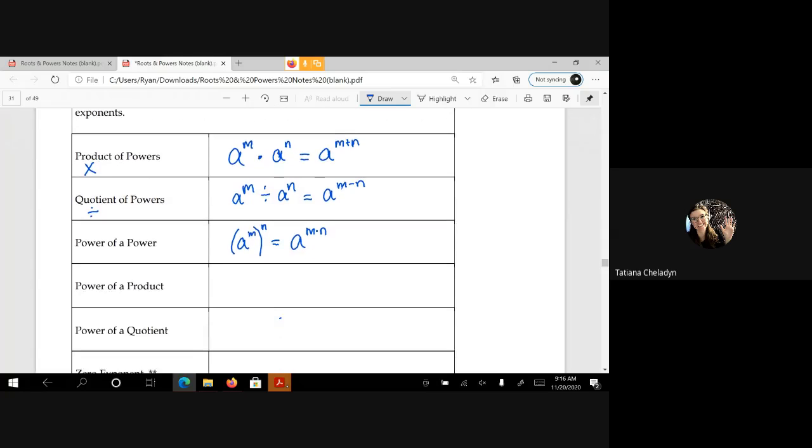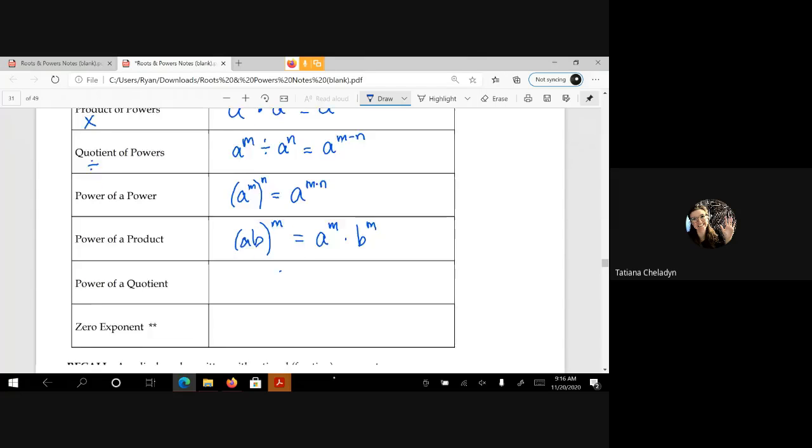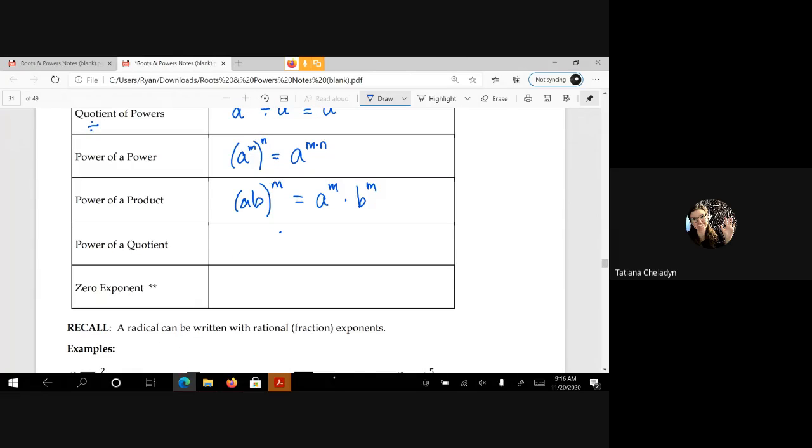Next, let me just move this up a little bit. Power of a product. So for example, we have a times b, two numbers, and then both are to the power m. And so what this actually equals is a to the m times b to the m. All right. Next, we have power of a quotient. So a over b to the m, which is the same thing as a to the m over b to the m.